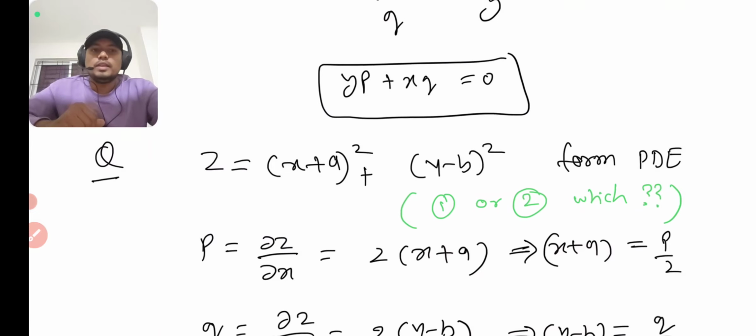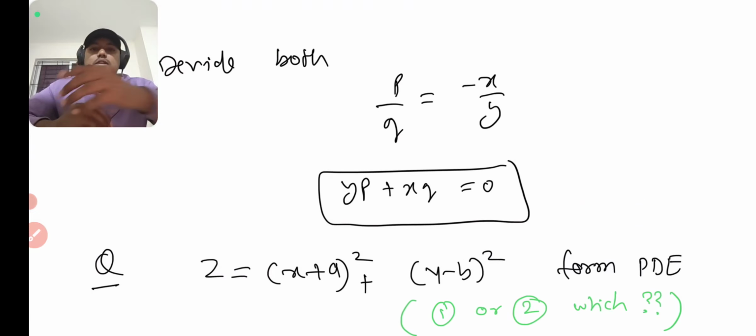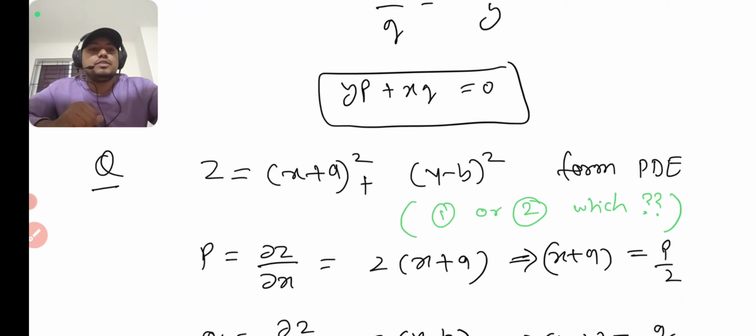Okay, now I have taken a third question from PDE. Z is equal to x plus a whole square plus y minus b whole square. Now you try this by yourself. You think how to remove a and b. Same procedure. Once you differentiate with respect to x, equation 1, then differentiate with respect to y, equation 2, and then think on those equations how to play.